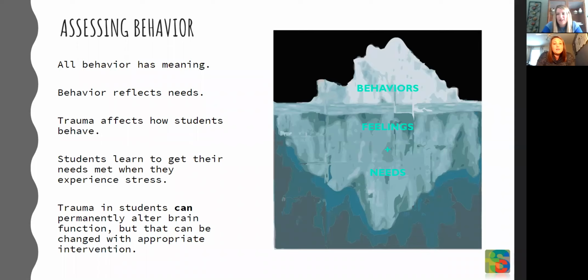So how do we assess behavior? You don't have to be an expert in behavior. You just have to know your kids and you have to know yourself. I love this graphic because we always talk about behavior, but sometimes what we forget to acknowledge is there's a lot of feelings underneath, right? It usually starts with a feeling and then that comes out as a behavior.